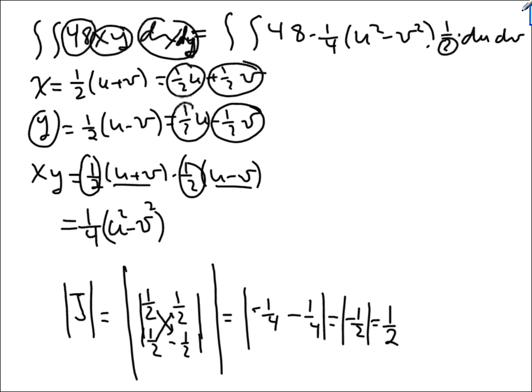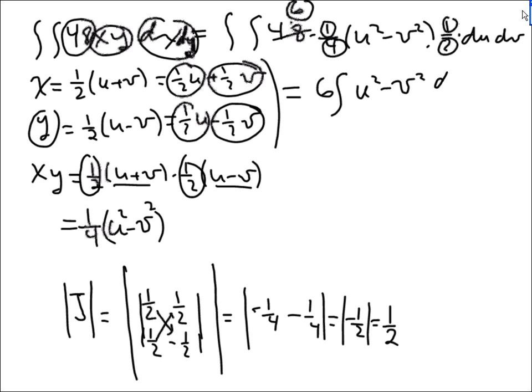Okay, 2 times 4 is 8, which will go into the 48 12 times. No, 6 times. 8 goes into 48 6 times. And the 6 I'll factor in front. The 1s are meaningless. So what survived is u squared minus v squared du dv.